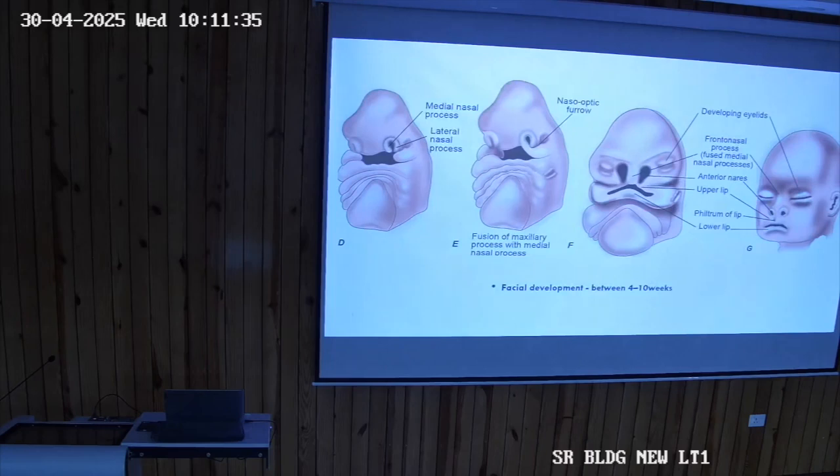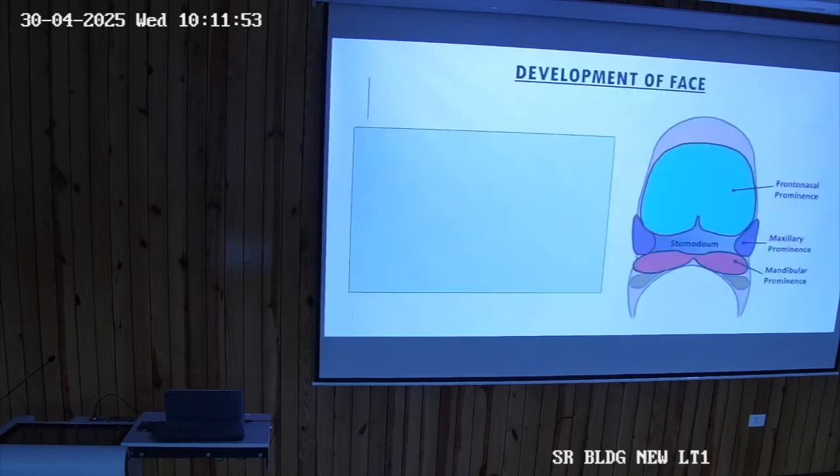Then there will be formation of nasal placodes or the swelling. There are rounded swellings which are formed on both the sides of the face, which are known as nasal placodes. Nasal placodes, they will actually form nasal sac and then nasal cavity. So these are the processes we are talking about. The central opening is the oral fissure or the oral cavity, which is known as stomodium.